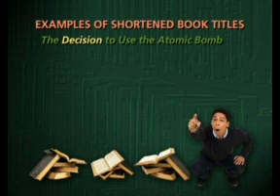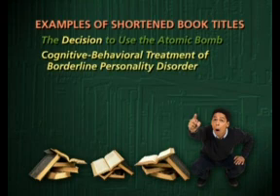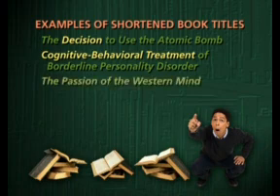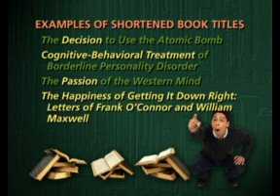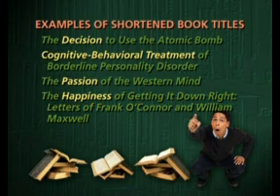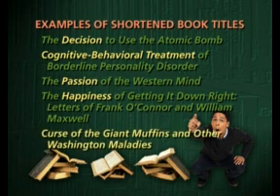What if you were writing a psychology paper and you were referring to a book, Cognitive Behavioral Treatment of Borderline Personality Disorder? You could shorten that to Cognitive Behavioral Treatment. You could refer to the philosophy book, The Passion of the Western Mind, simply as Passion. If you were referring to this book, The Happiness of Getting It Down Right, Letters of Frank O'Connor and William Maxwell, you could refer to this simply as Happiness. And finally, yes, this is a real book title, Curse of the Giant Muffins and Other Washington Maladies. That could be shortened to simply Curse.